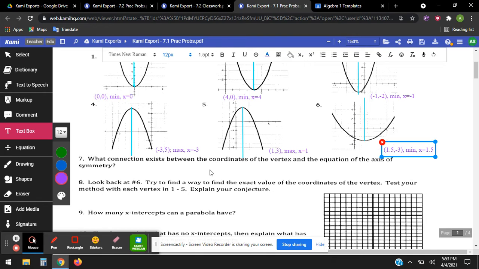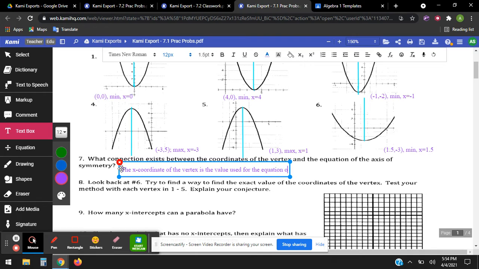A connection exists between the coordinates of the vertex and the equation of the axis of symmetry. So notice how my x-coordinate is -3, and my axis of symmetry is x equals -3. Coordinate 1, x equals 1. Coordinate 4, x equals 4. Coordinate 0, x equals 0. So the connection is the x-coordinate of the vertex is the value used for the equation of the axis of symmetry.